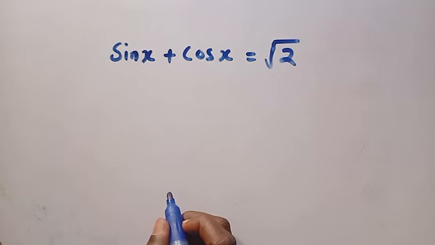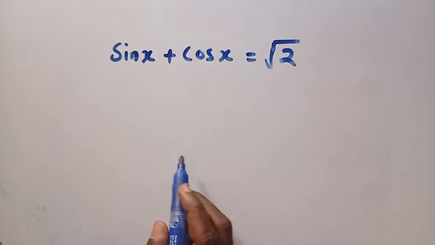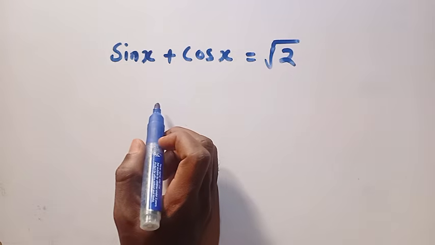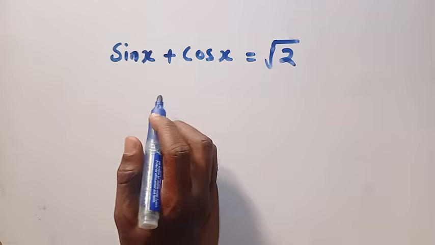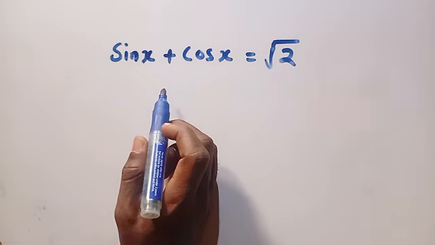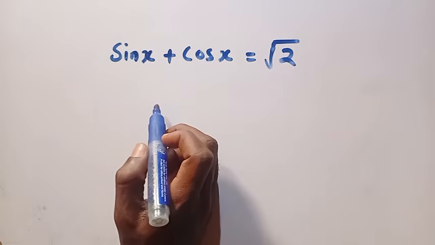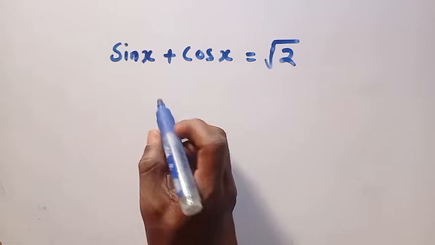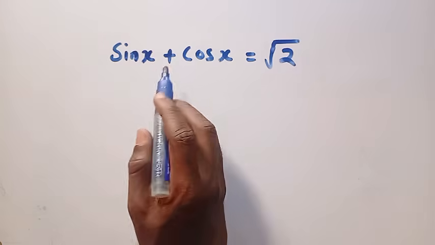We all know that graphically, the domain of sine x and cos x must not exceed 1. That is, we can only have the lower bound and the upper bound to be -1 and 1. So, you're welcome. Let's solve this problem.